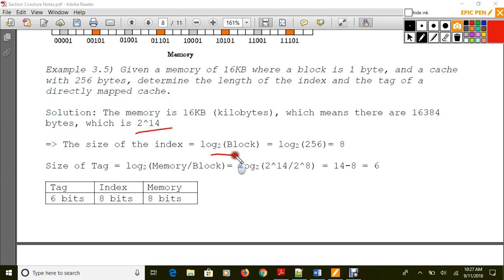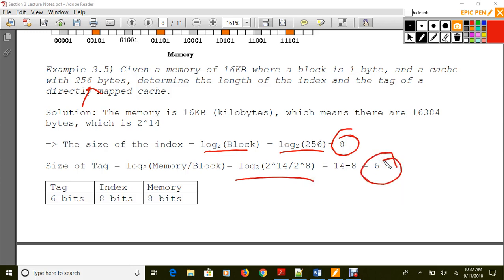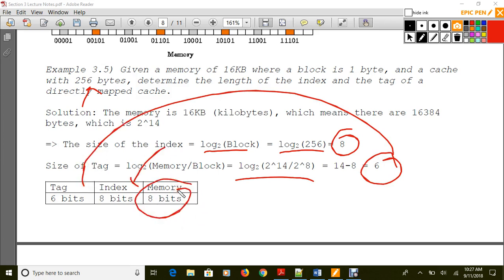So the block is, I'm sorry, it's 256. So that becomes log base 2 of 256. 256 is 2 to the 8, so that becomes 8. Then the size of the tag, using our equation, is just 14 minus 8, which is 6. So the tag, and then you have the index, and then the memory is 8 bits, so each memory element is a byte in this particular problem.